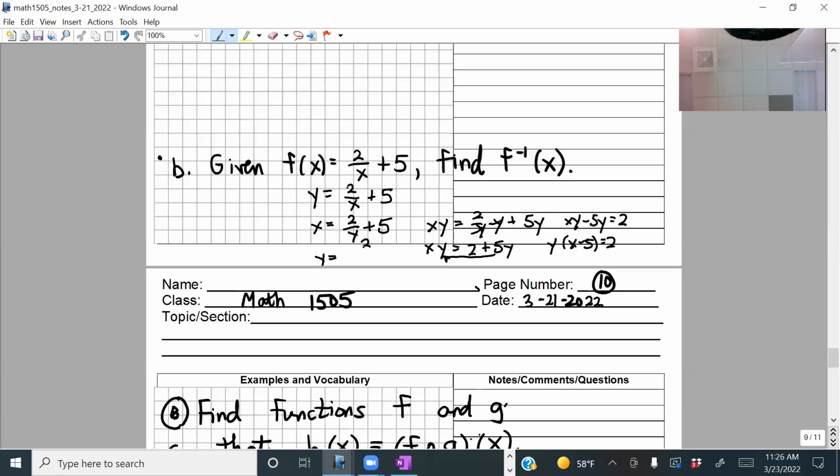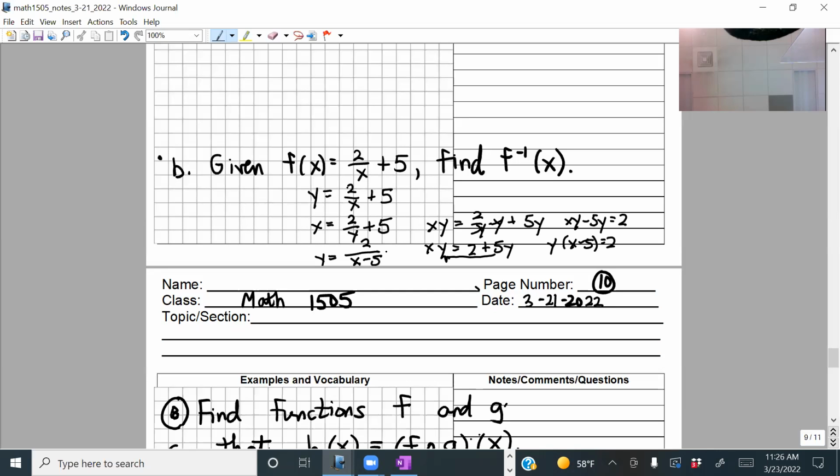So you get, there it is, 2 over x minus 5. So there's the formula for the inverse function. Looks, in this case, quite a bit different, right? The original function, 2 over x plus 5. There's the inverse function, 2 over x minus 5. So this function does have an inverse, okay? Because there we found it, the formula for the inverse function.